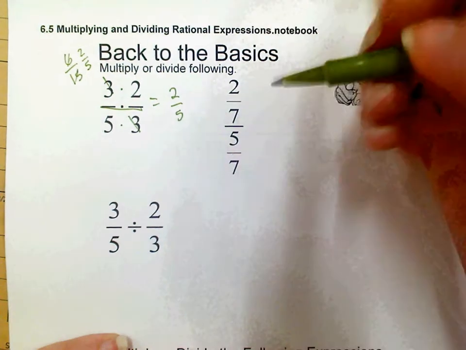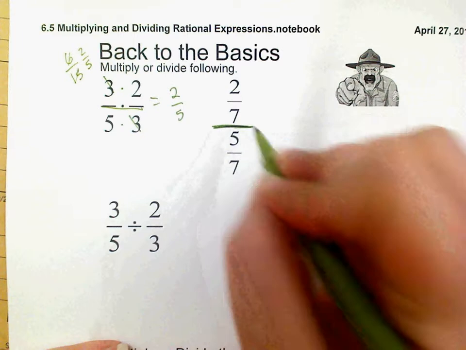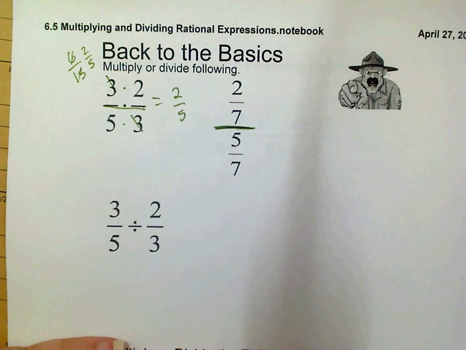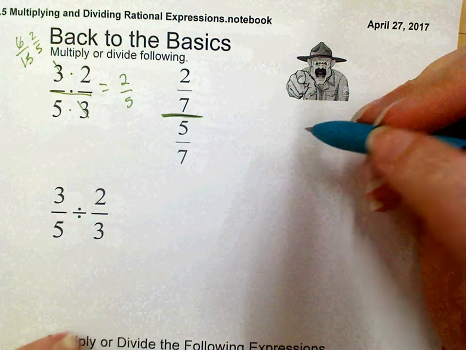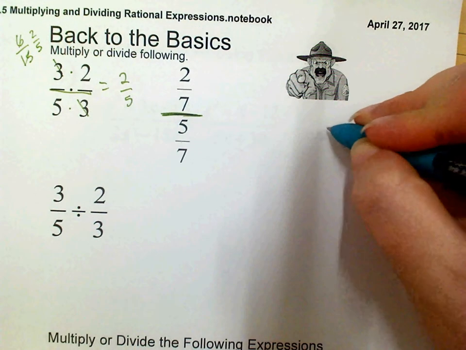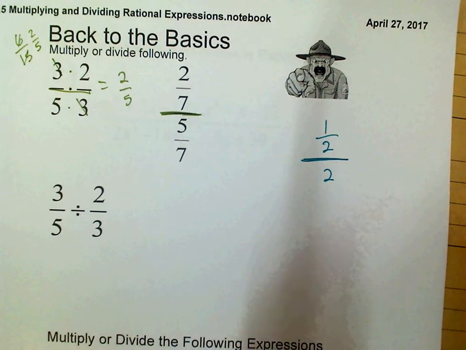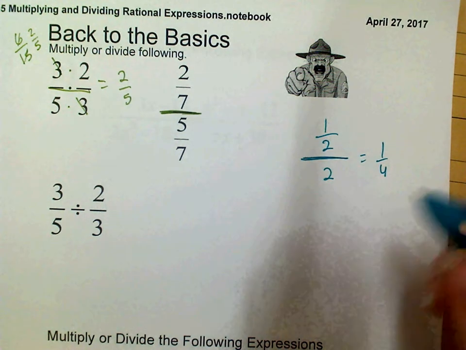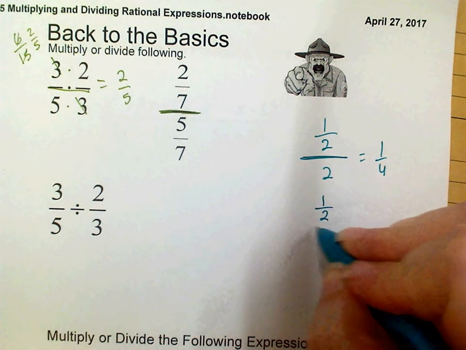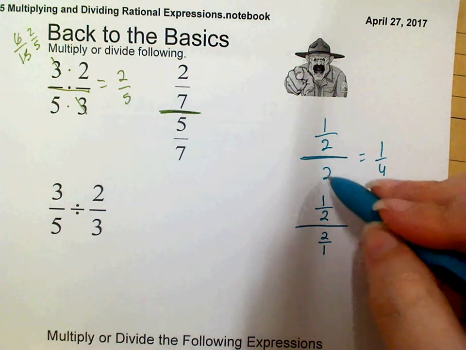Now when I divide a fraction by another fraction, so this is 2/7 divided by 5/7, I want to take a moment and remind you of something. If I asked you to take 1/2 and cut it in half, it's pretty clear that a half cut in half is a fourth. But a way to think of it mathematically is a half divided by 2, and 2 is the same thing as 2 over 1.